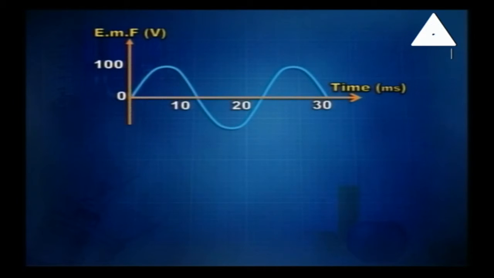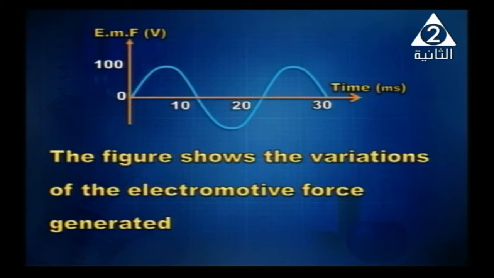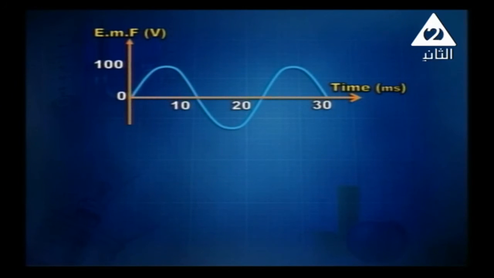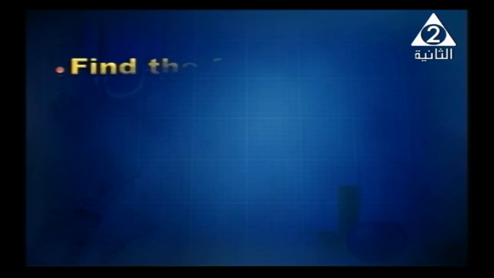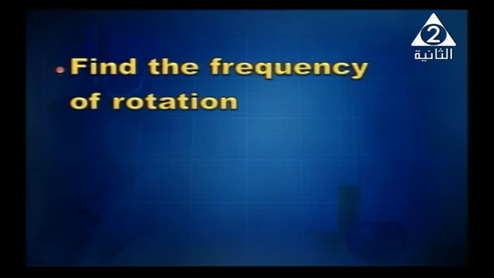In front of you, we've got a diagram. It shows the variation of the EMF induced versus time. The figure shows the variations of the electromotive force generated by a dynamo coil that revolves at an angular velocity omega. In the figure, maximum EMF is equal to 100. Periodic time of one cycle is 20 milliseconds. And now, what about the question? Find the frequency of the rotation.